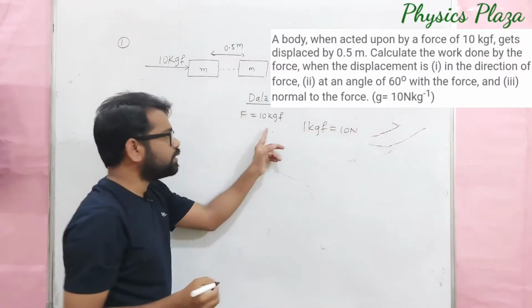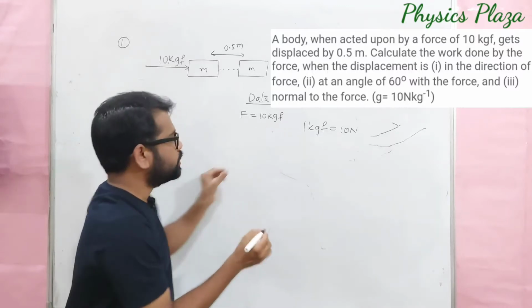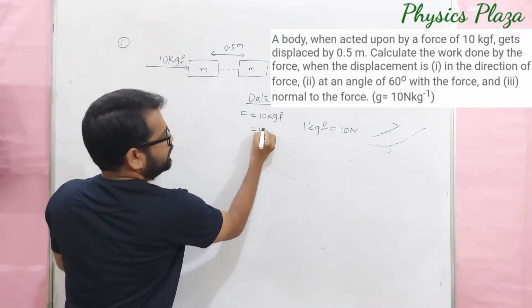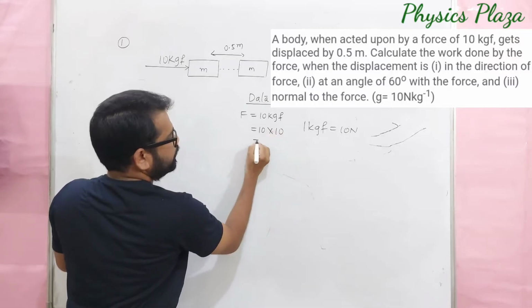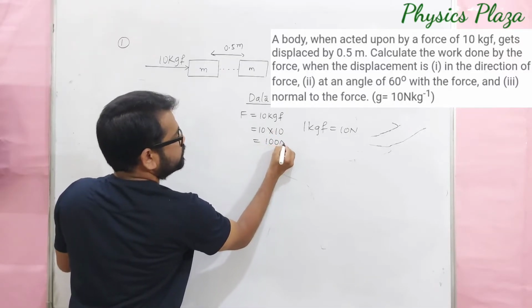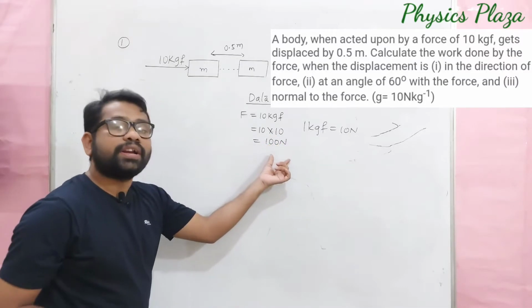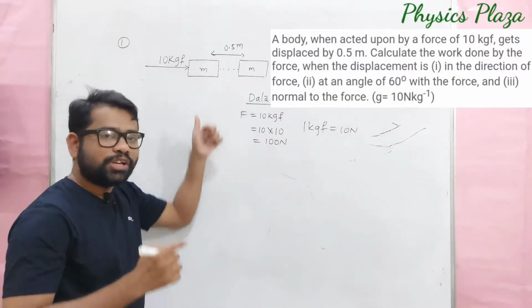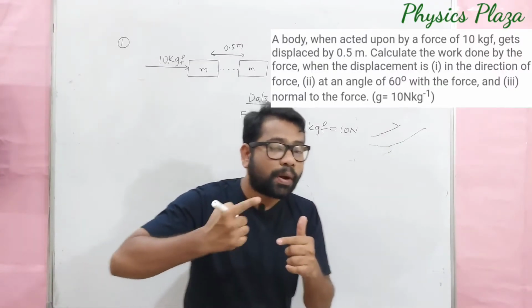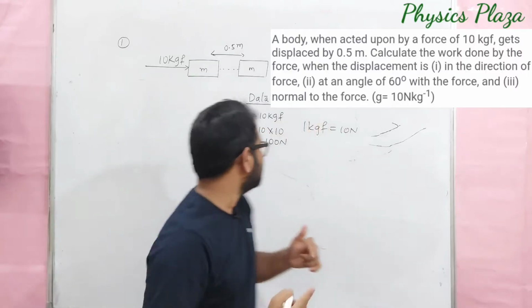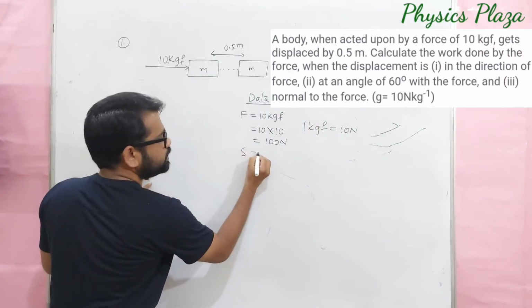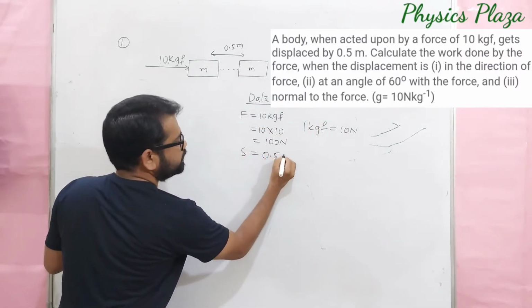So let us convert the kg of force into newtons. So it will be how much? 10 into 10, then it will be 100 newtons. So a force of 100 newtons is acting on the body, so that the body is displaced by how much? 0.5 meters. That is, displacement is equal to 0.5 meters.